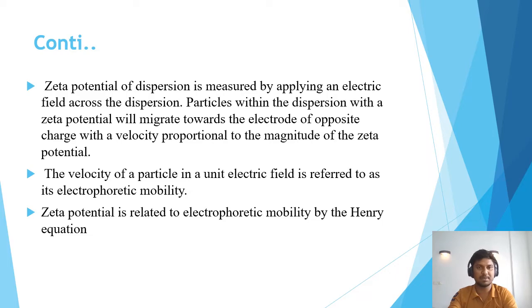The zeta potential of a dispersion is measured by applying an electric field across the dispersion. Particles within the dispersion with a zeta potential will migrate towards the electrode of opposite charge with a velocity proportional to the magnitude of the zeta potential. The velocity of a particle in a unit electric field is referred to as electrophoretic mobility. The zeta potential is related to electrophoretic mobility by the Henry equation.